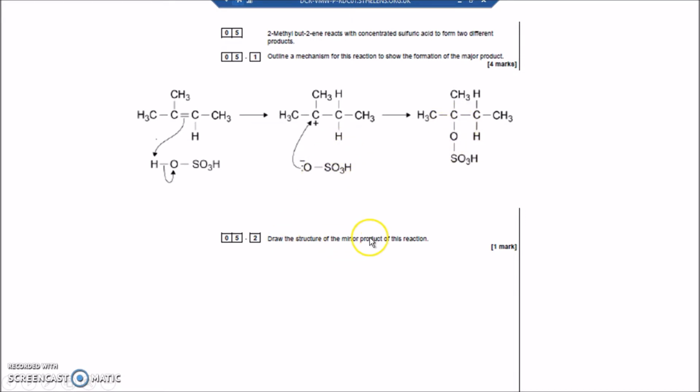So, draw the structure of the minor product. Well, the minor product is where the H doesn't join the carbon that's got the most hydrogens. It joins to the carbon with the least hydrogens. That's very unlikely to happen, hence it being a minor product. It doesn't really happen very much, just a tiny bit. So the H joins to this carbon here, and the OSO3H joins to this carbon here. In other words, these two are swapped over. The H is joined onto here, it would leave a plus here, and this would attack the plus and join onto here. These two are swapped the other way around.